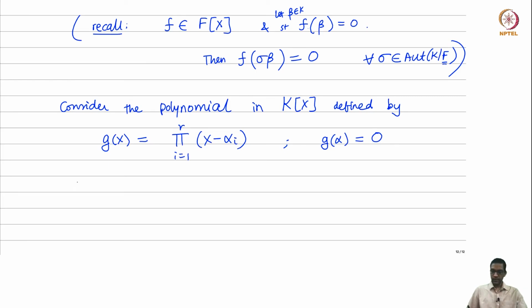Now here's the very surprising claim in some sense. At the moment g only has coefficients in K, right? We can't say anything more than that because the alpha i's are only elements of K. But the claim is g actually has coefficients in F. Even though it doesn't look like it, it actually has coefficients in F. And to prove that, we are going to use our hypothesis that the fixed field of the set of automorphisms is exactly F. Okay, so let's prove this.